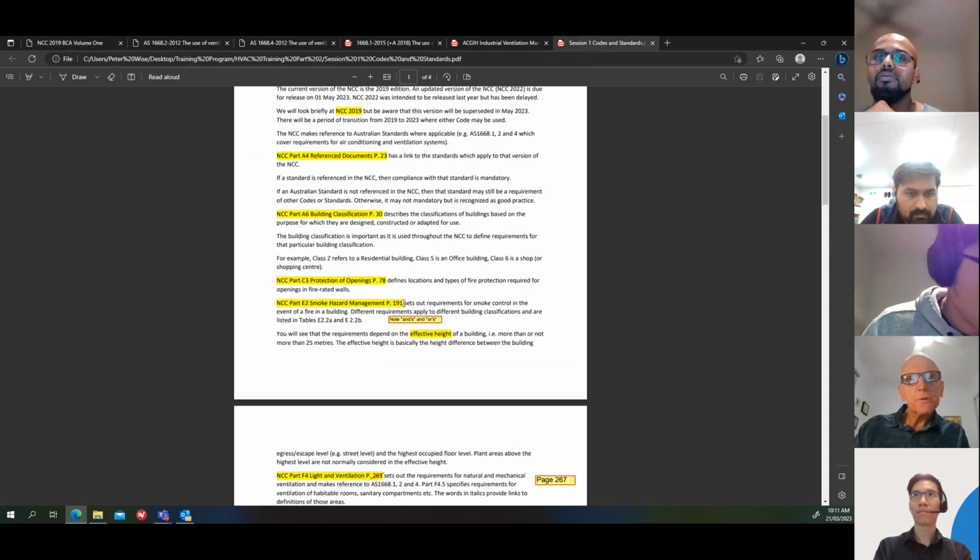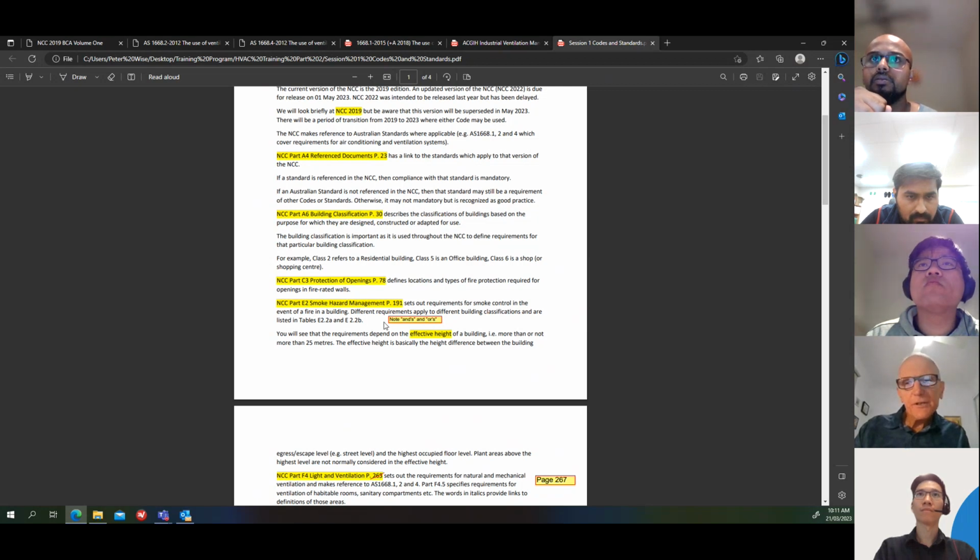Smoke hazard management is another important section, and this is where we're starting to talk about smoke control. It sets out requirements for smoke control in the event of a fire in the building. Again, classifications are very important here, building classifications. Different requirements apply to different building classifications and are listed in tables E2.2a and E2.2b. I've made a little note on my notes here. Note the ands and the ors. When you go through the NCC, it'll give you options that'll say or, and we'll see that in a second.